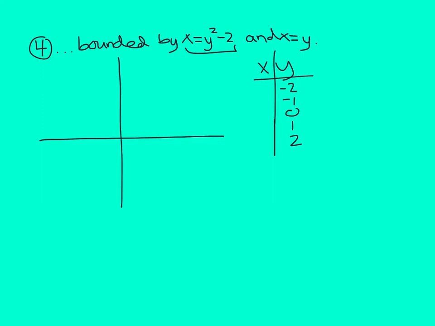Okay, so graphing this thing is a little challenging. So let's say I have y equals negative 2. When I do that, I get x equals negative 2 squared minus 2. That gives me 2. If I do the same thing for y equals negative 1, I end up getting x equals negative 1. If I do that for 0, I get x equals negative 2. When y equals 1, I get x equals negative 1. When y equals 2, I get x equals 2 again. So first of all, let's draw that graph and see what we get so far.